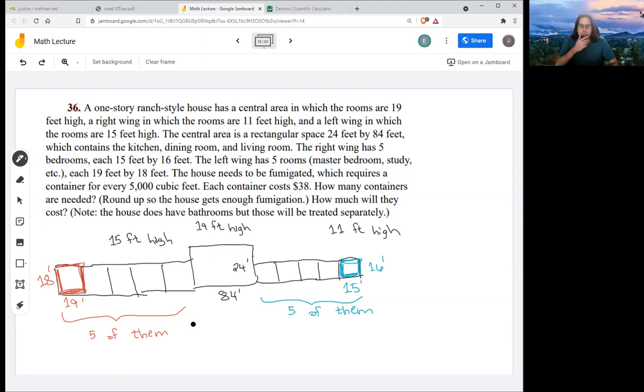Okay, the house needs to be fumigated. Oh, poor people. It requires a container of bug gas for every 5,000 cubic feet, and they cost that. How many containers are needed, rounding up so we get enough fumigation, and how much will this all cost? And somebody is saying there are bathrooms, it's okay, we're ignoring them.